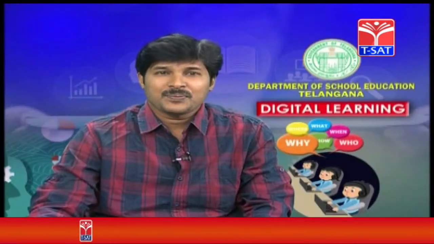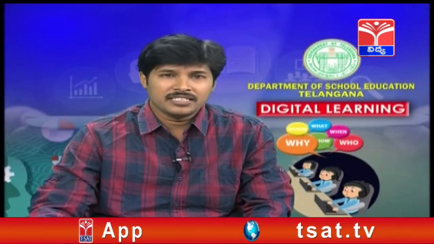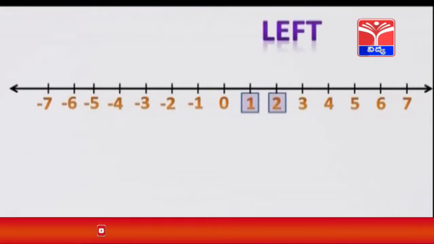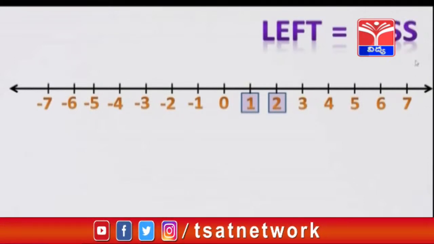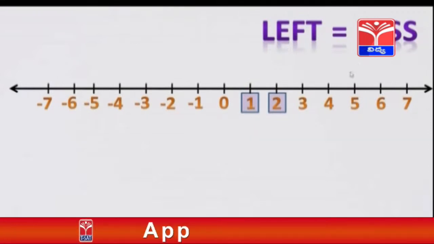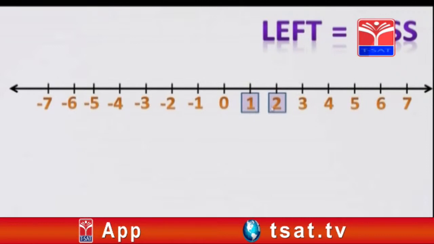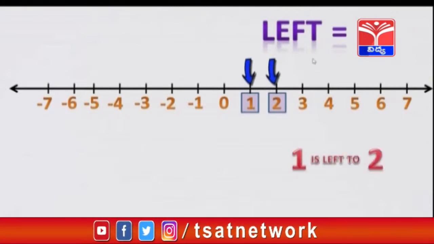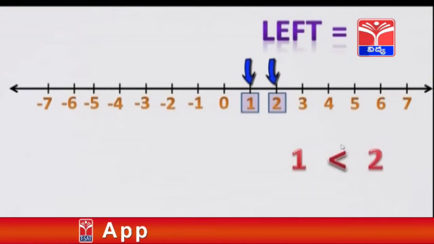Let us compare any two integers on the number line, and remember this code: left means less. That means the number that is lying on the left side is always a lesser number compared to the right side number. Here I selected two numbers, 1 and 2. 1 lies on the left side of 2, and I told you already left means less. So 1 is less than 2.